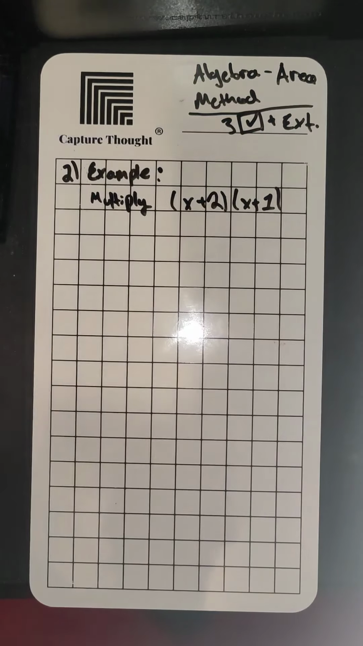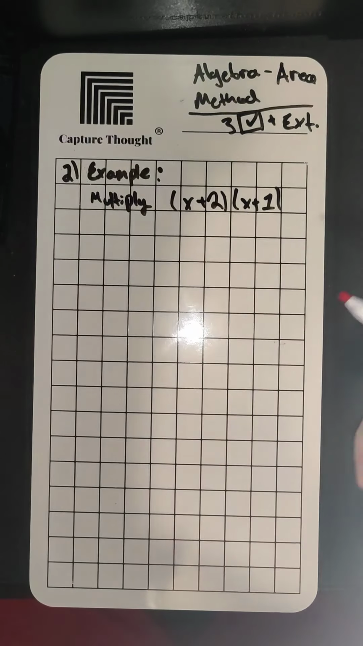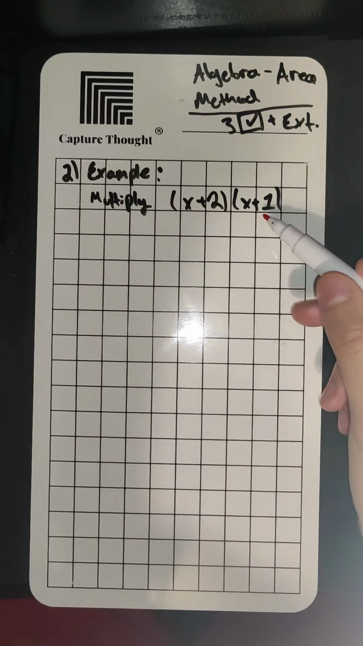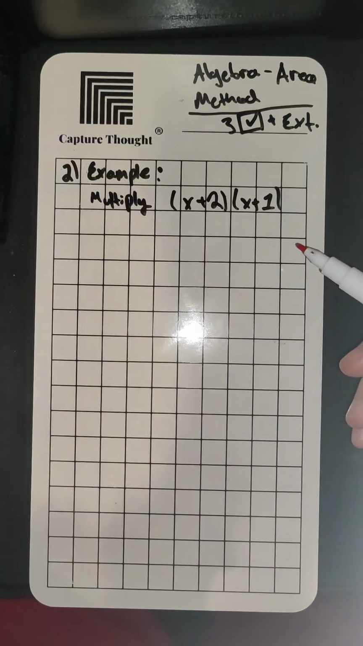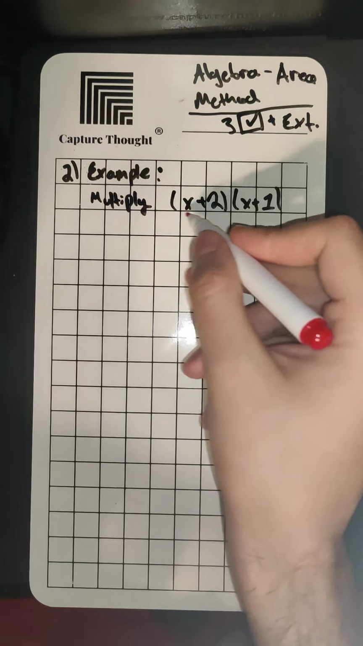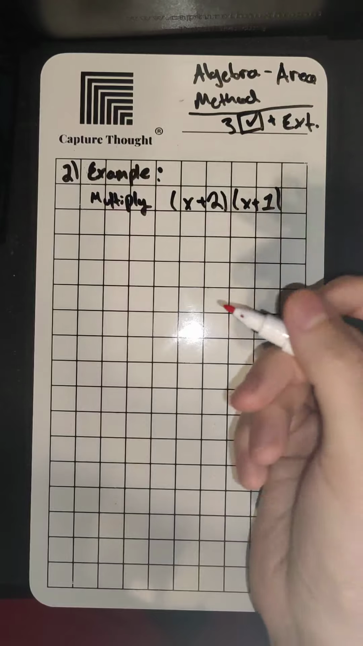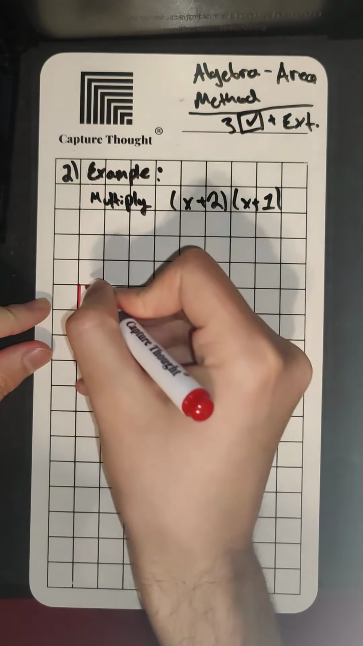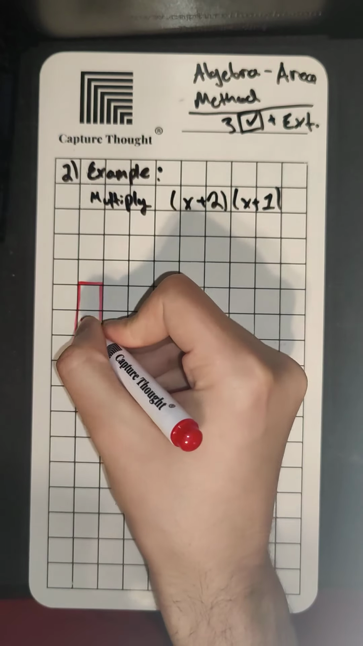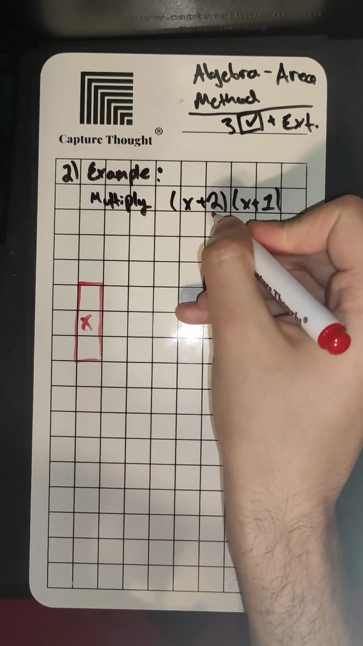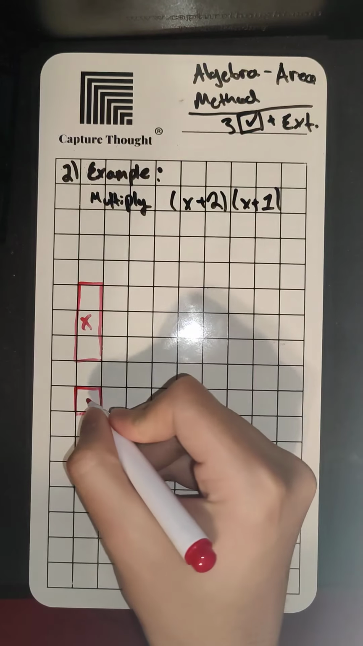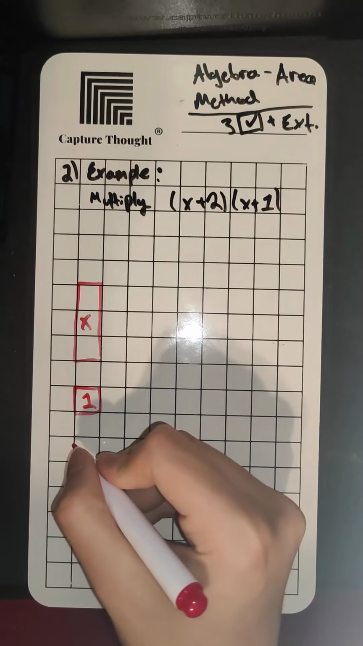Okay, so for problem number 2, we have our first example here. It's asking us to multiply x plus 2 times x plus 1. So we want to start off by just looking at one component. We've got x plus 2 here, so we draw an x area tile. This area represents x, and then 2 units of 1. This is a 1 unit area tile, and there's 2 of them, so we've got to do one more.